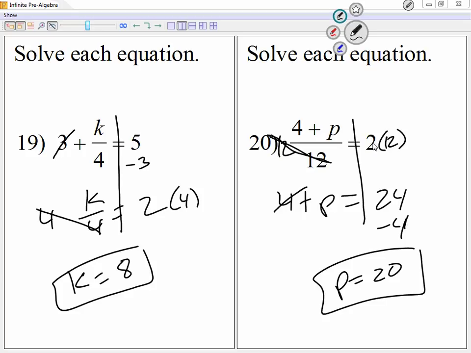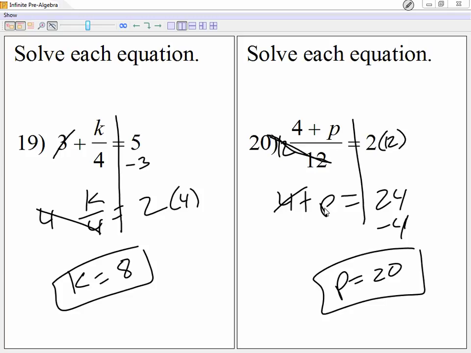So once again, the two ways you guys are going to see a fraction: where a fraction is only part of the question, or number 20, where the fraction is the whole side. Those are the two types of fractions you guys will see. Alright, any questions?